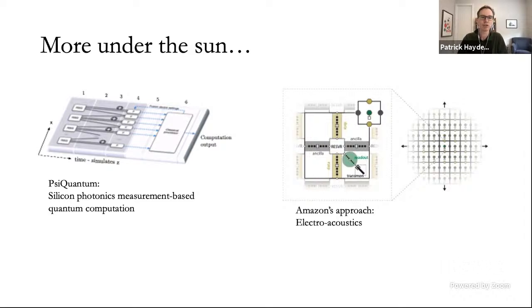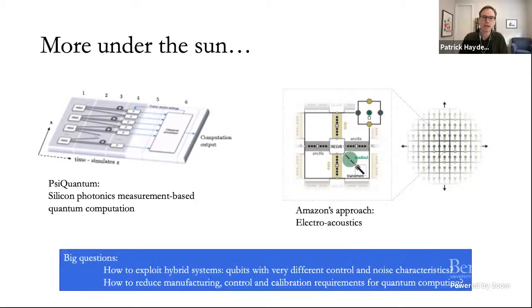And so what I'm going to be telling you about today incorporates aspects of both of these approaches. We're going to be making use of a hybrid system with different kinds of qubits and exploiting their respective characteristics with the goal of reducing the manufacturing, control, and calibration requirements for quantum computing.